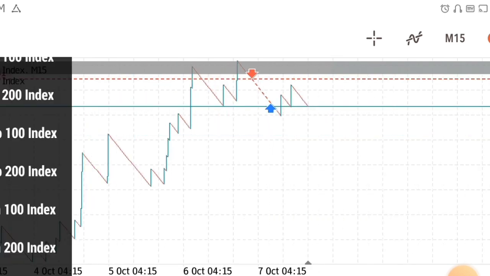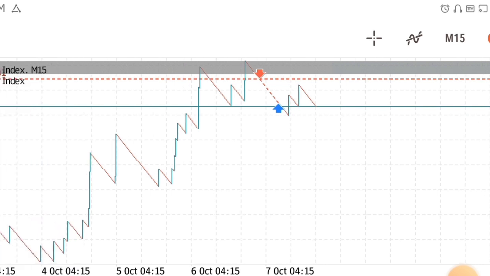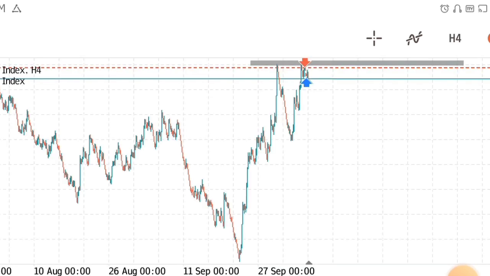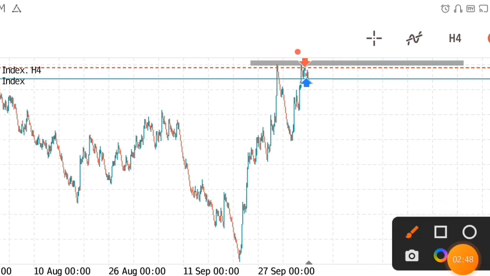Let me go back to the higher time frame so that I can show you what I'm talking about. If you see very well, we are here. I've entered my trade here. Look at this red line here. This is where I've entered my trade, and I'm hoping to swing this trade to this point before I take some partials.